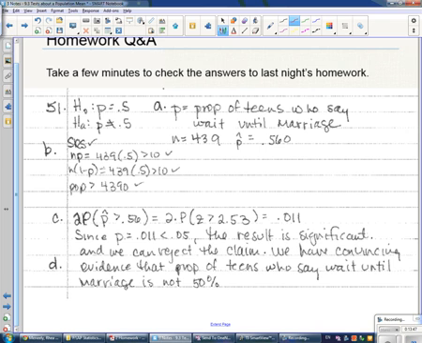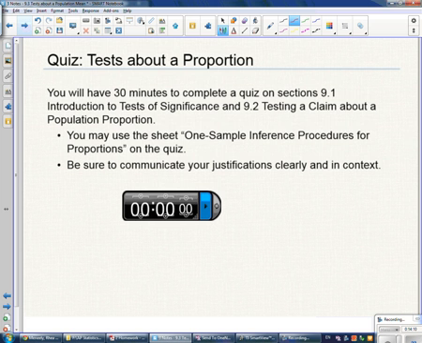Okay, so hopefully these exercises helped you with the process. I'm going to ask you to go ahead and pass up your homework. You may use the orange or pink sheet that we had that outlined the inference procedures for proportions. And I'm going to give you 30 minutes to take a quiz on tests about a population proportion.